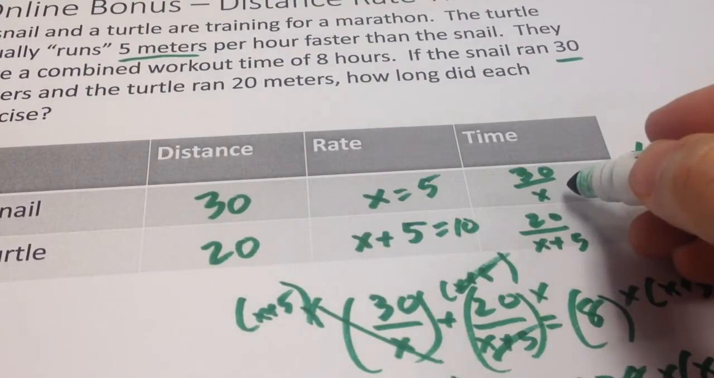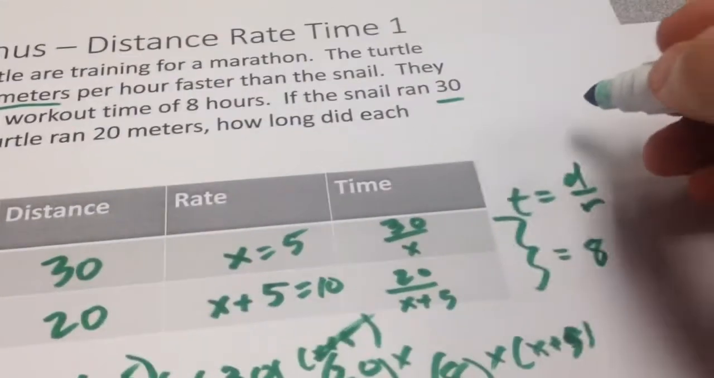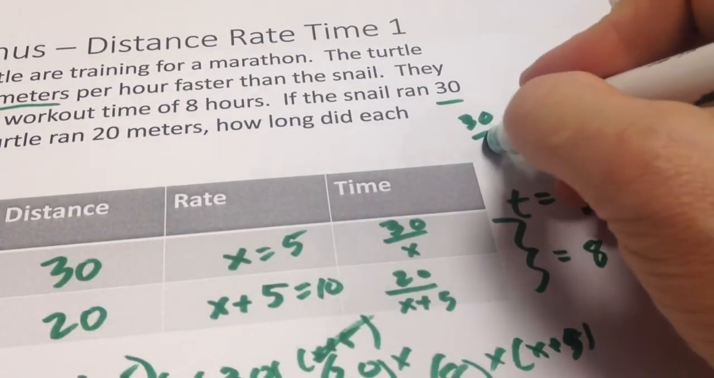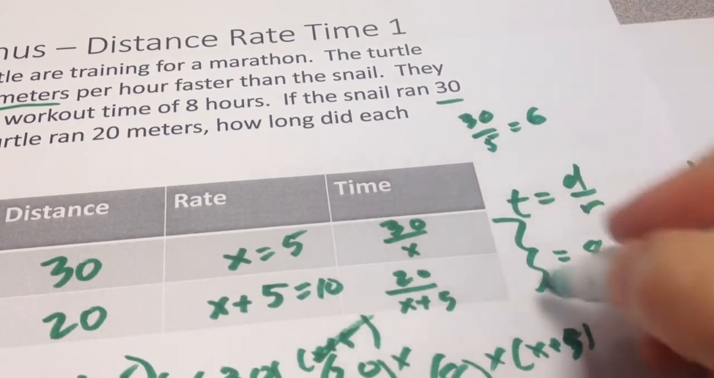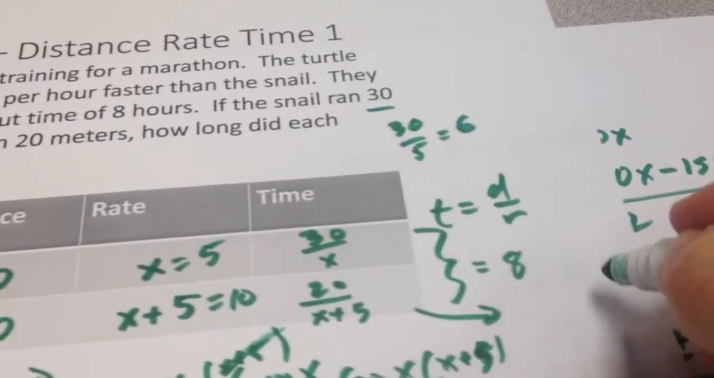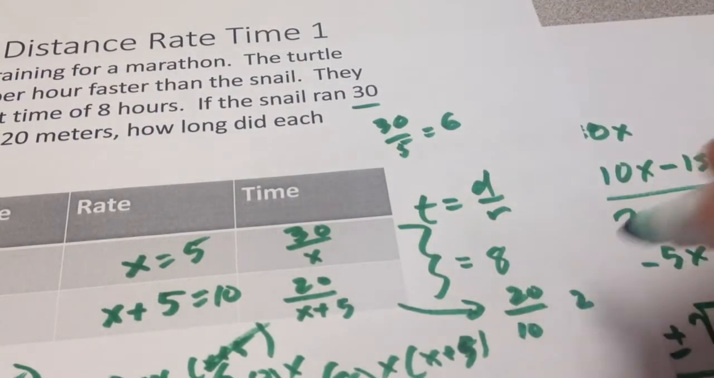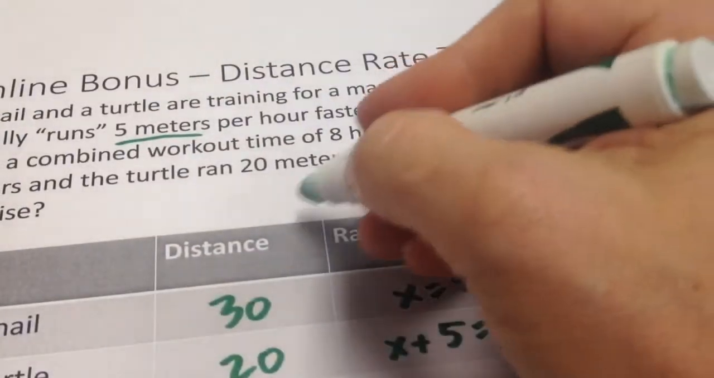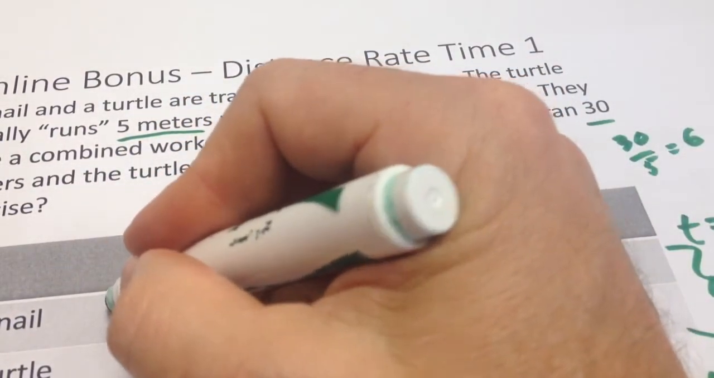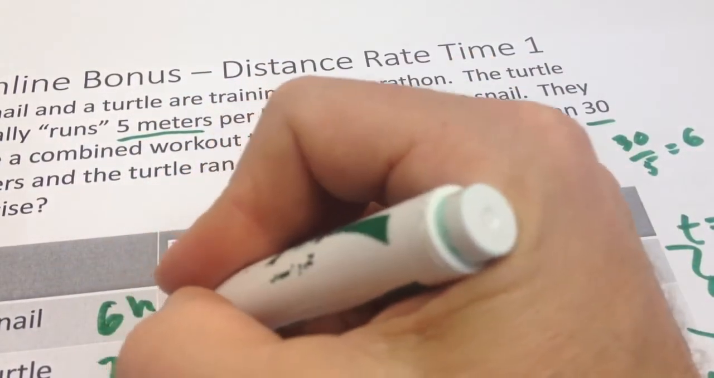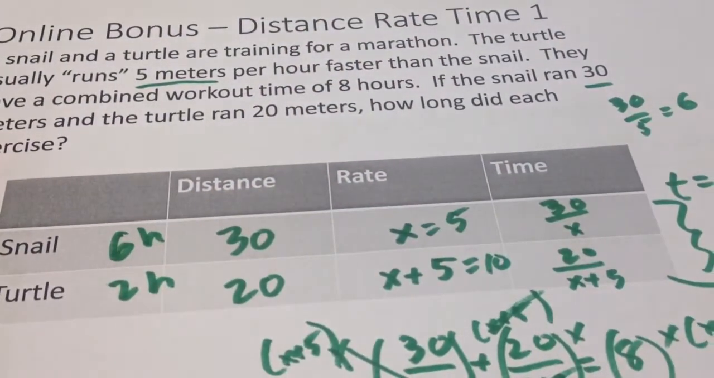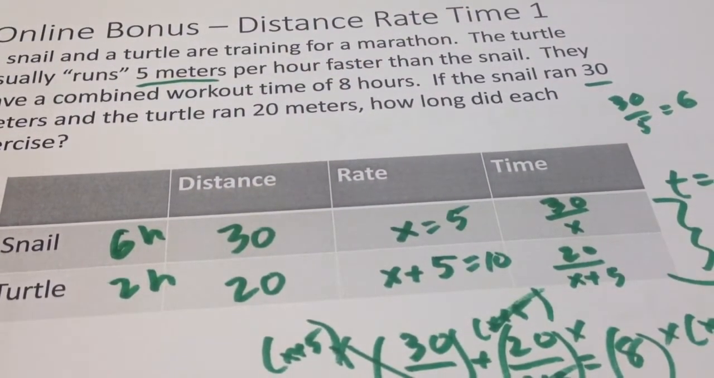And 30 divided by 5 is this up here. 30 over 5 is 6 hours. And 20 over 10 is 2 hours. And that adds up to 8. So the snail ran for 6 hours and the turtle for 2 hours. So easy, isn't it? Not really.